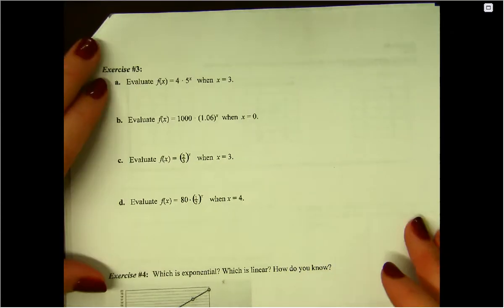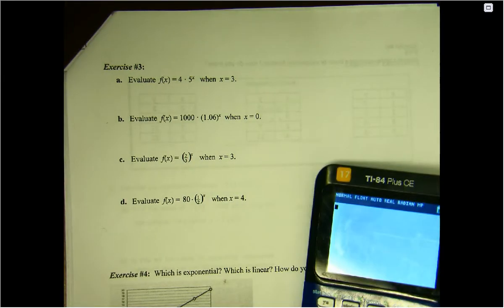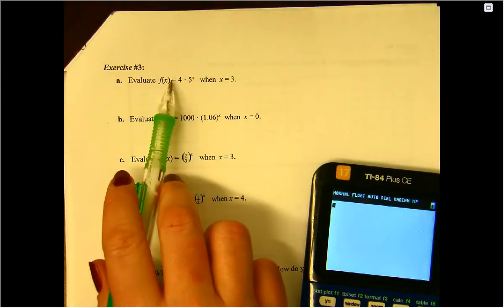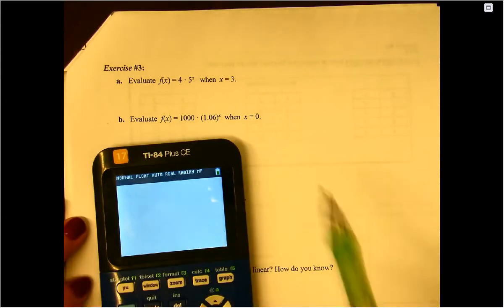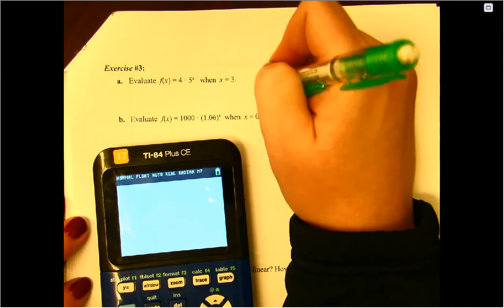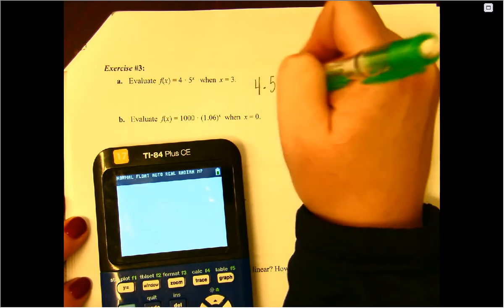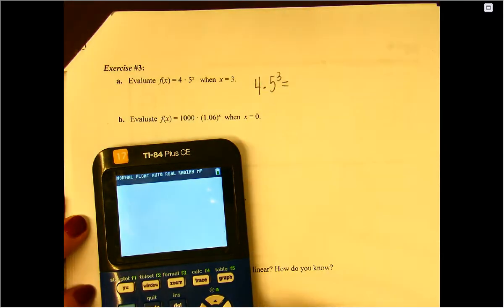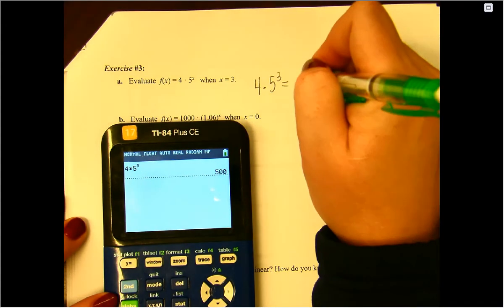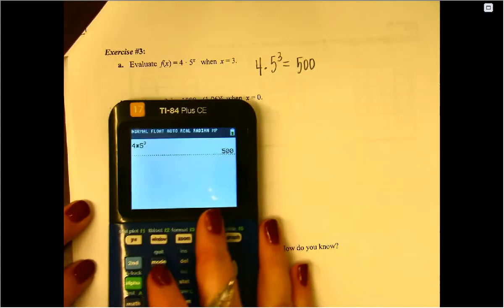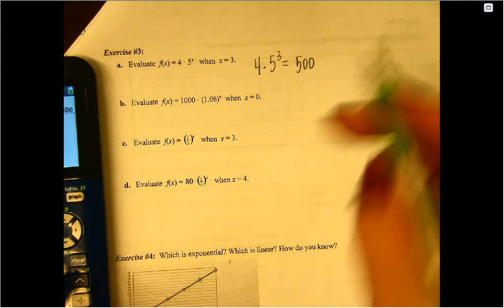Alrighty. These ones should go pretty quick. All we're doing is throwing things into our calculator. So f of x is 4 times 5 raised to the x when x is 3. So all we're doing is 4 times 5 raised to the third power. Oh, that's a big number. Okay. Next one.